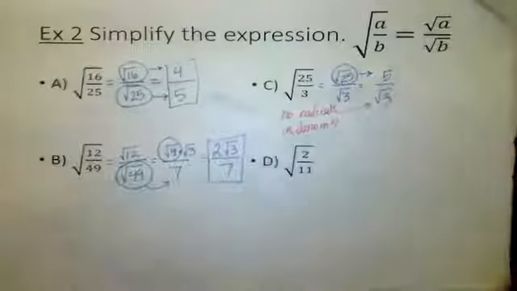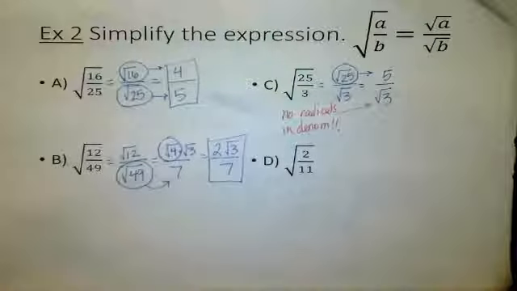No radicals in the denominator. Your book does not allow you to leave a radical in the denominator. So we have to do what's called rationalizing. Let me talk about why for a second.